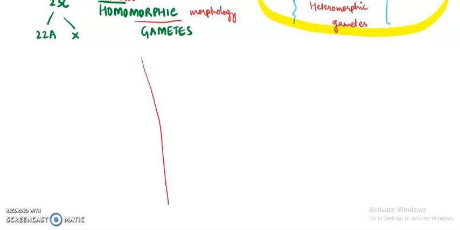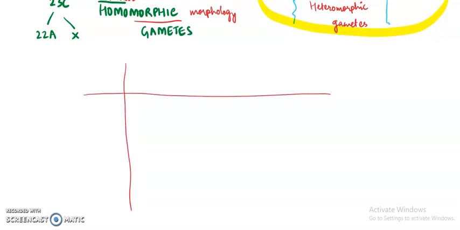formed in boys. Now what we'll be doing is simply compiling our information in the form of a Punnett square. Here on the x-axis we would be writing the male gametes. So it would be 22 autosomes plus X, and another column 22 autosomes plus Y. And on the y-axis we would be writing the female gametes, which are 22 autosomes plus X.